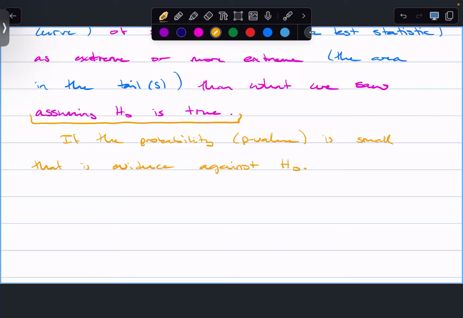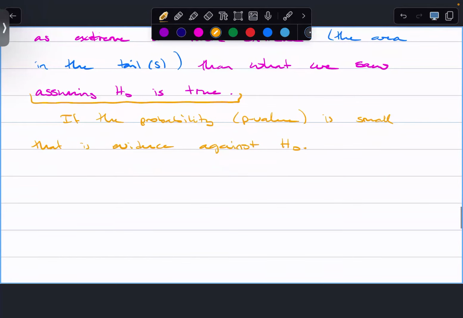So if the p-value is small enough, right, less than alpha equal to 0.05, then you have enough evidence to reject H naught. Okay.